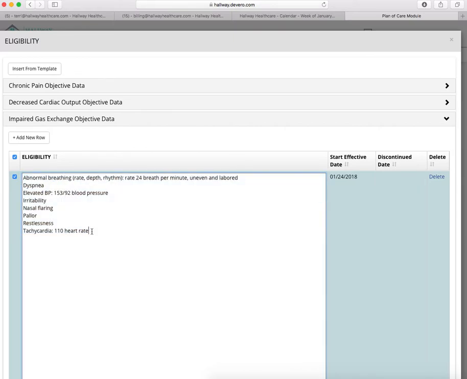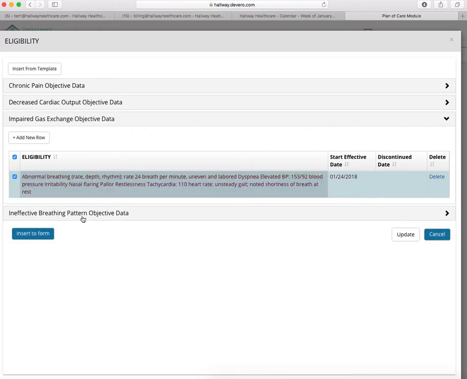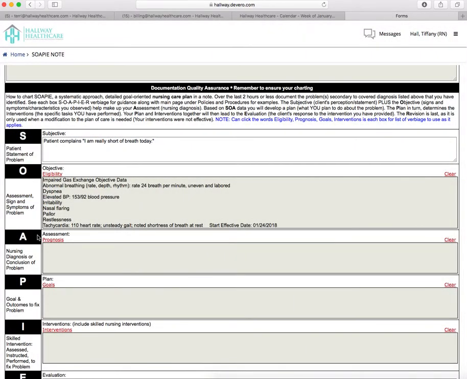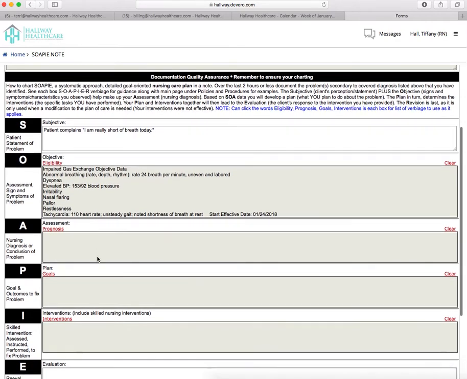Okay. So now if there's anything else I'd like to add, I can absolutely add it right here, like unsteady gait, noted shortness of breath at rest, whatever you'd like to also add. Okay, so now I'm done, and I'm ready for this to get inserted. So, insert to form. Right there, as you can see, it just added all the information.